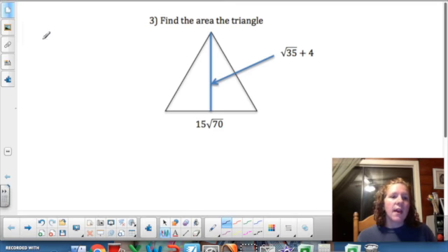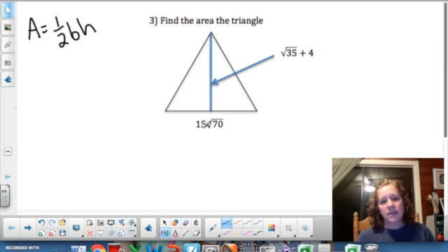So the area of a triangle is 1/2 times the base times the height. We've got our base here, we've got our height here. Make sure that the two measurements you're using for a triangle are the base and a line that is perpendicular to that base, which this height is.